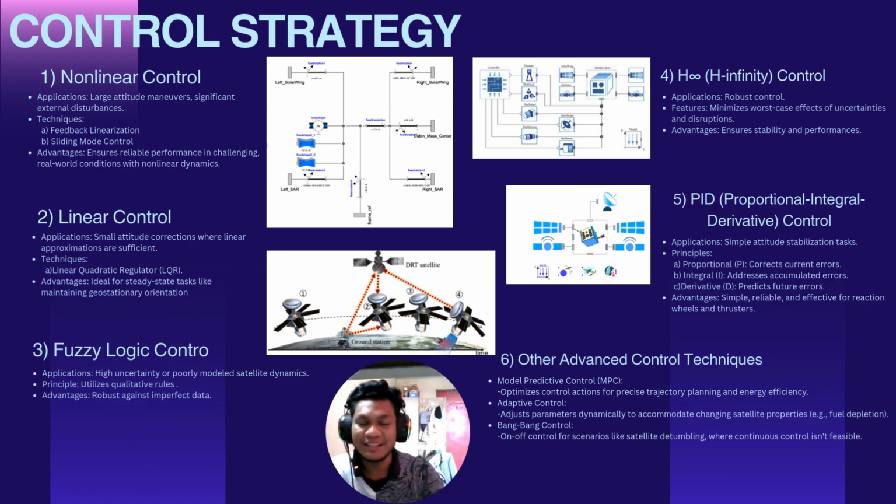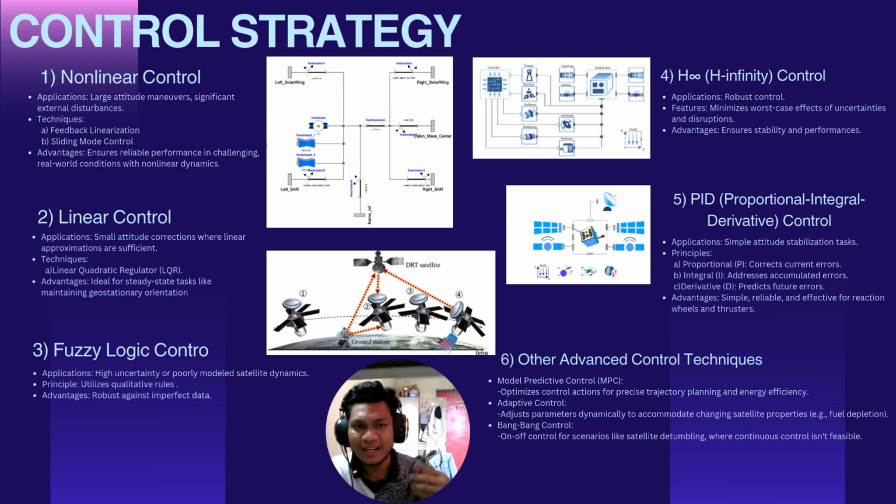So the second is linear control. The application for linear control is minor altitude correction where linear approximations are sufficient. The technique applied is the linear quadratic regulator, which optimizes the control action based on state space representation. An advantage is that it is ideal for steady state tasks like maintaining geostationary orientation. So the third one is fuzzy logic control.